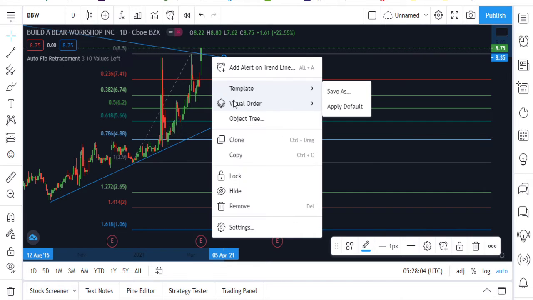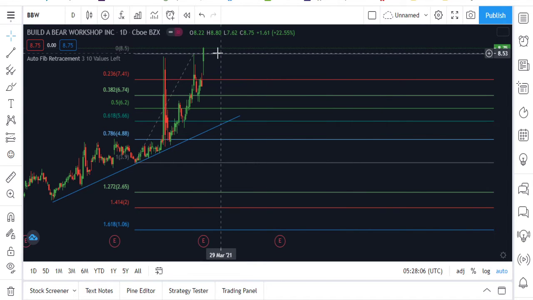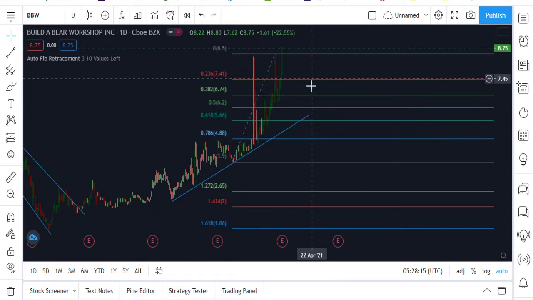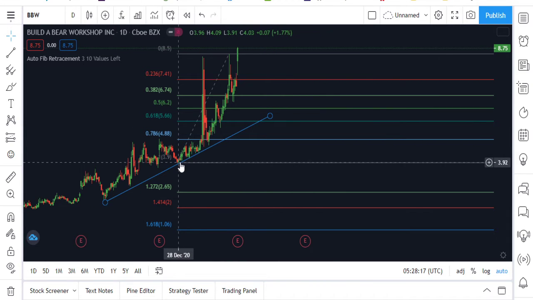I'll remove that. I would wait for another green candlestick as confirmation that it's indeed going up. But it definitely, see right here, 392, it bounced off of there. Hit 786, 49, bounced up, broke every line up.